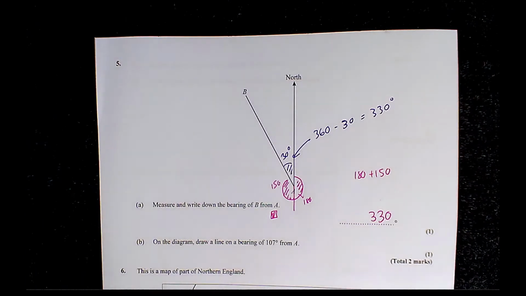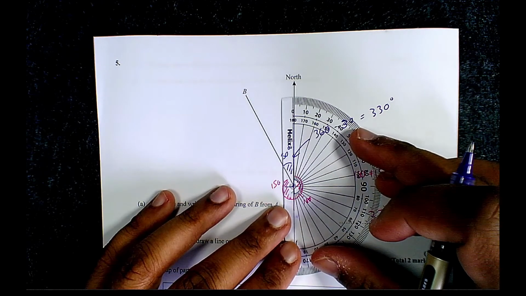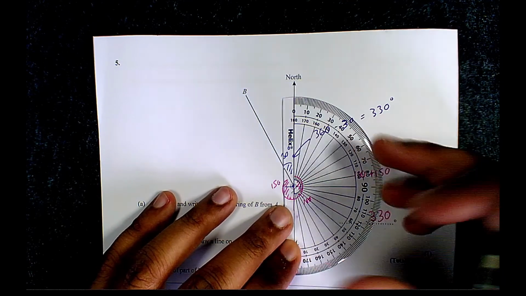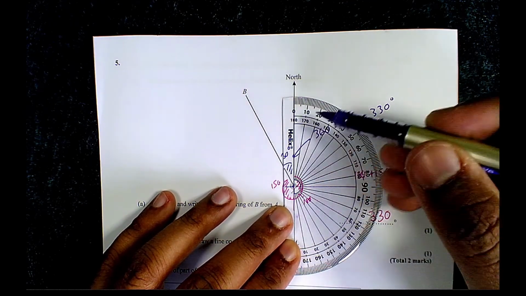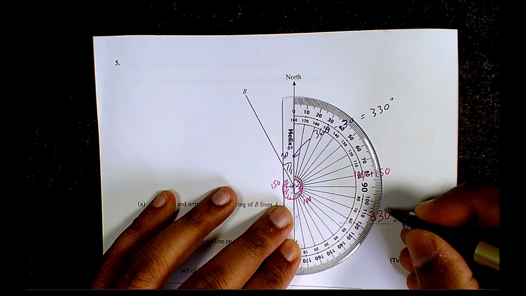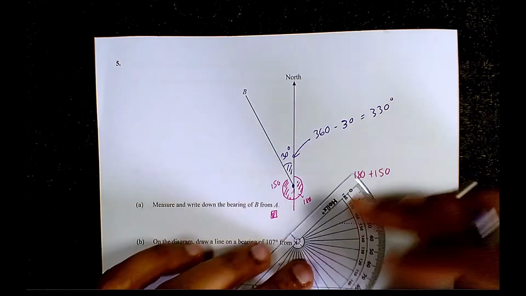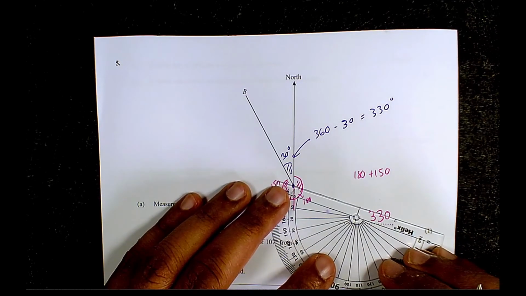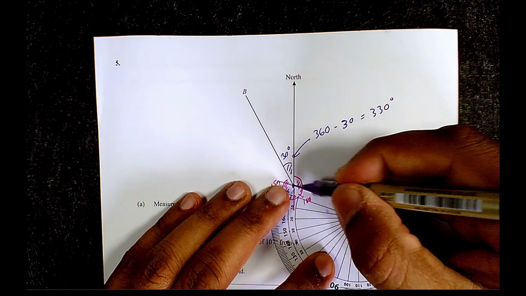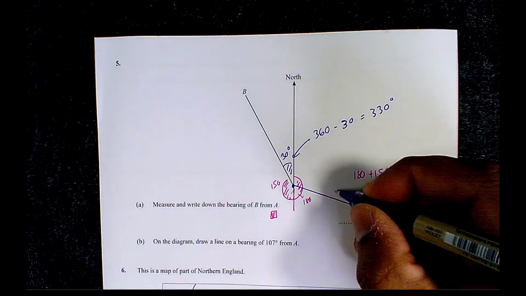Now part B then says on the diagram draw a line on a bearing of 107 degrees from A. So this point here is A. So again, I'm going to get my protractor, center of the protractor on the point A, 0 on the north line. I'm going to use the outside numbers and measure where 107 degrees is. And 107 degrees is roughly about there. And I'm just going to draw a straight line from there, and that there would be my line of where B is. So that's my answer for part B.